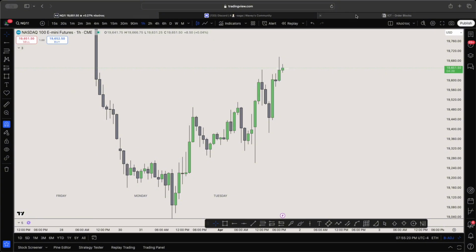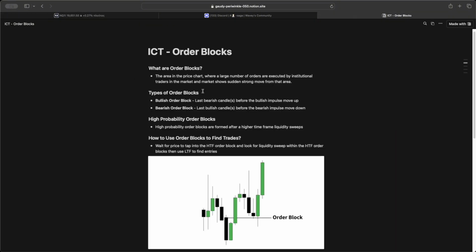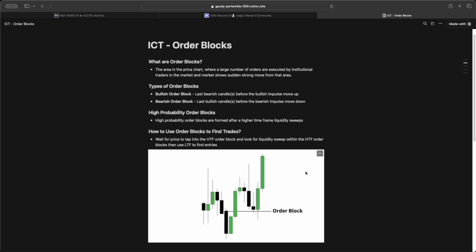Now let's talk about order blocks. What are order blocks? ICT's definition of order blocks is pretty much areas in the chart where large numbers of orders are executed by institutional traders in the market, and the market shows a sudden strong move away from that area. In retail's terms, order blocks are pretty similar to supply and demand zones.